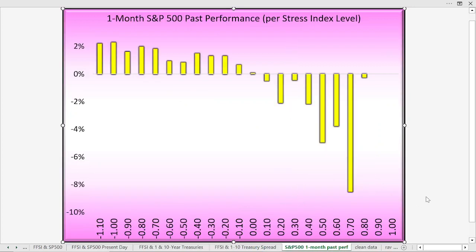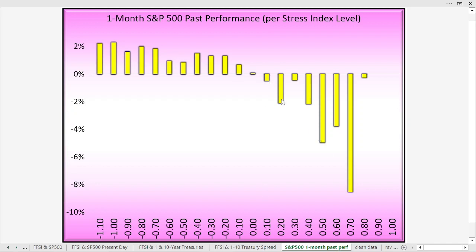Now we compare the statistics. This shows us the past 30 days performance in the S&P 500 per level of stress index. So, for example, right now we have currently a negative 0.3 Fed stress index level, which indicates over the past 30 days, statistically speaking, the S&P 500 has gone up around 1%. If we were to see a -1 on the Fed stress index level, that indicates the S&P probably went up around 2%.